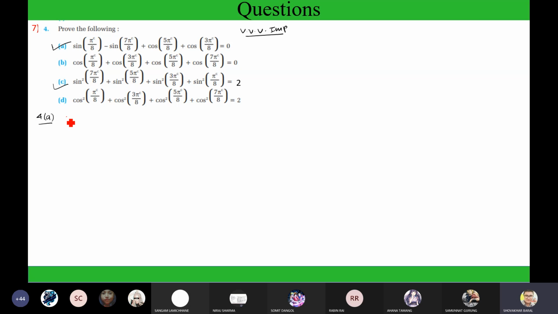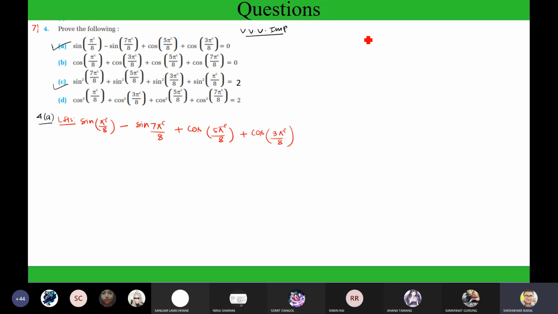4A: sin π/8 minus sin 7π/8 plus cos 5π/8 plus cos 3π/8. This is very important. We have to prove this whole term is equal to 0 on the right hand side.